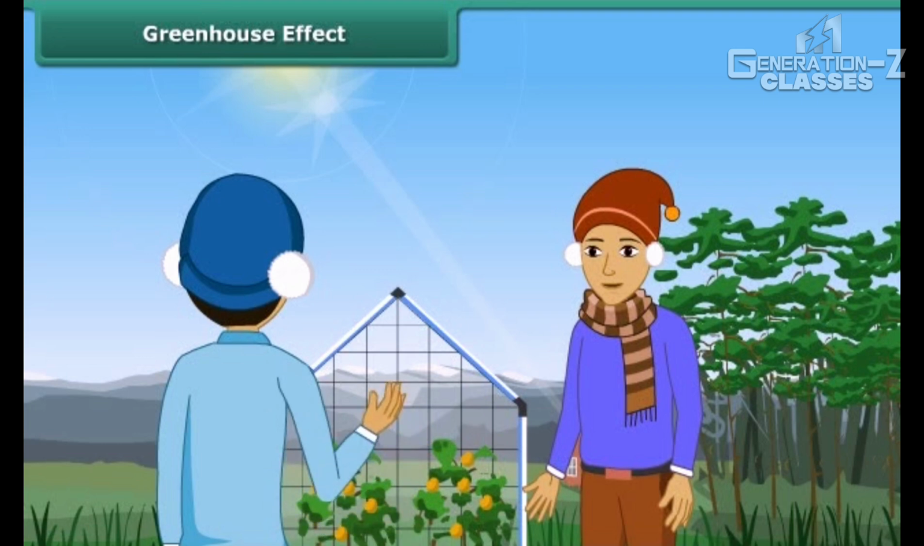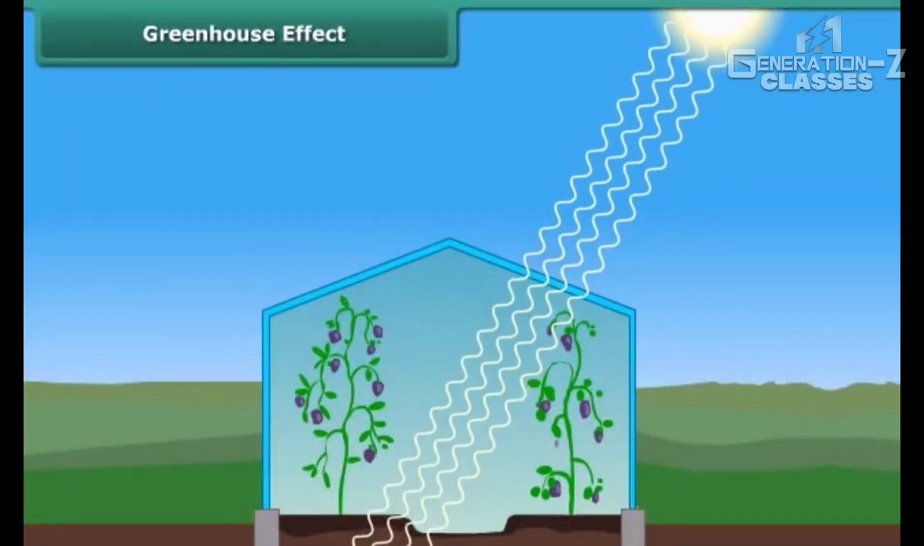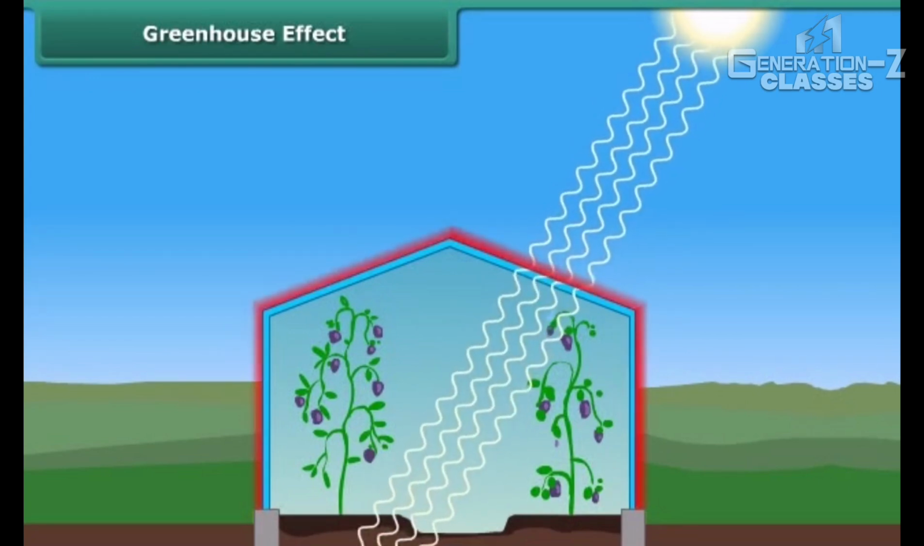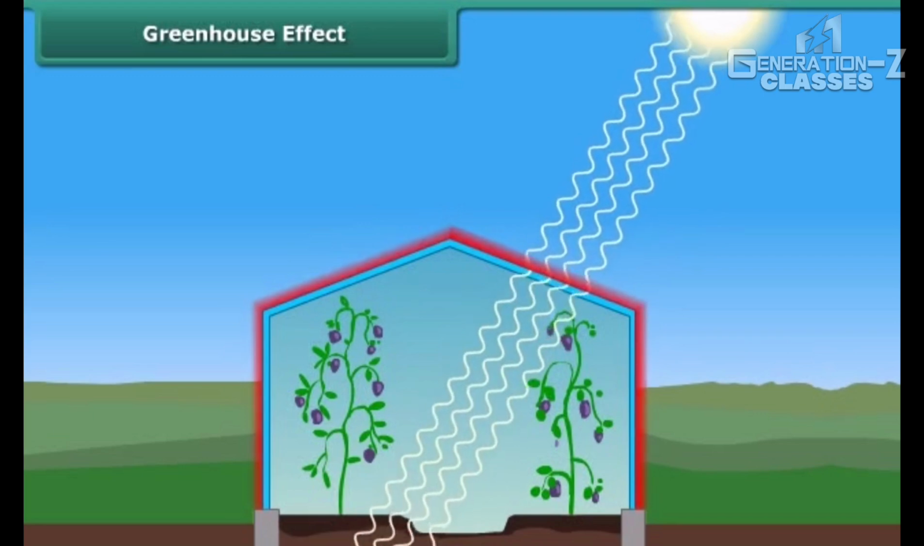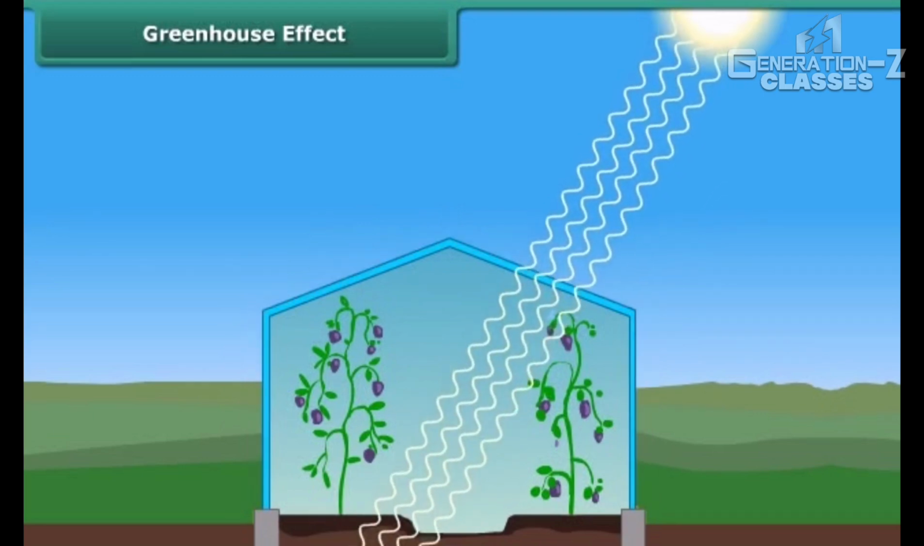See this house. This has so many glass panes. This is called a greenhouse. When solar rays come into this house, they heat up the air inside it. That hot air is trapped inside, which makes a nice warm and humid environment for plants to grow.